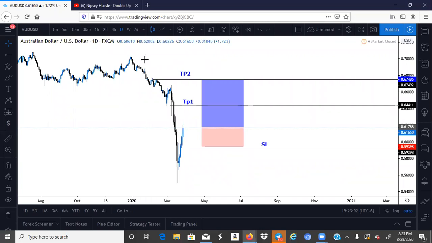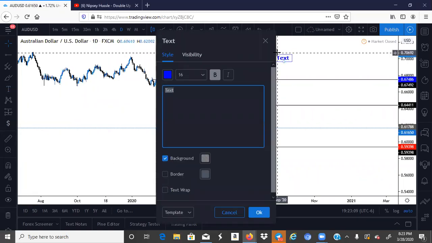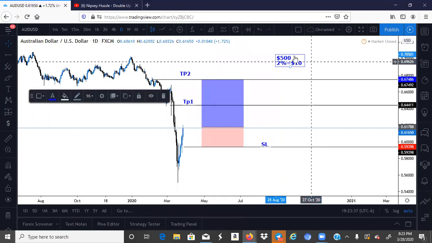New York and London. Okay, so let's just say you guys have a $500 trading account, right? And 2% risk. You can actually risk more than 2%. The max I would say is 5%. If you want to be disciplined, 5%. But we're gonna just say 2%. That's $10 that you're risking per trade, right?